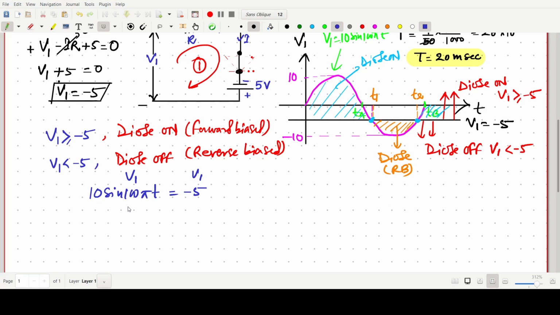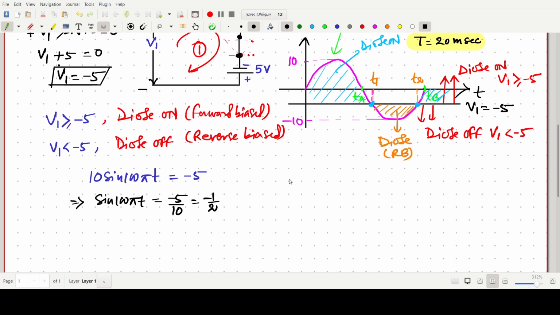I am erasing it, otherwise there will be confusion. This signal and minus 5 are intersecting at 2 points, so we will find them by solving this. Simply, 10 sine 100 pi t equals minus 5. So sine 100 pi t equals minus 5 by 10, or minus 1 by 2. Is it okay? Very simple.